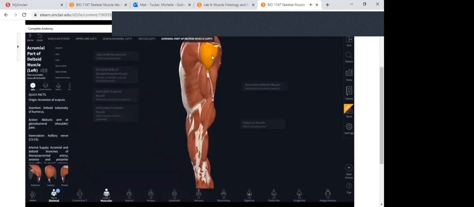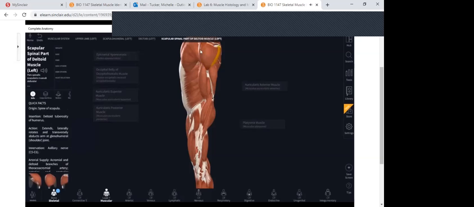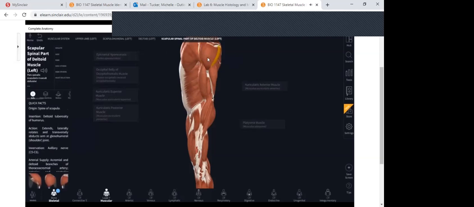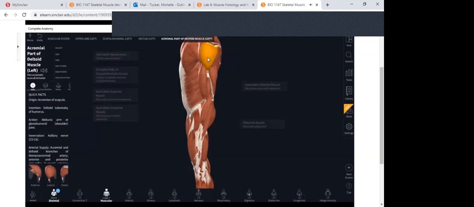The deltoid muscle will flex the arm forward, extend the arm back, as well as abduct the arm away from the body. And it also has 3 parts. So this anterior part flexes the arm forward, this posterior part extends the arm back, and this medial part will abduct the arm away from the body.